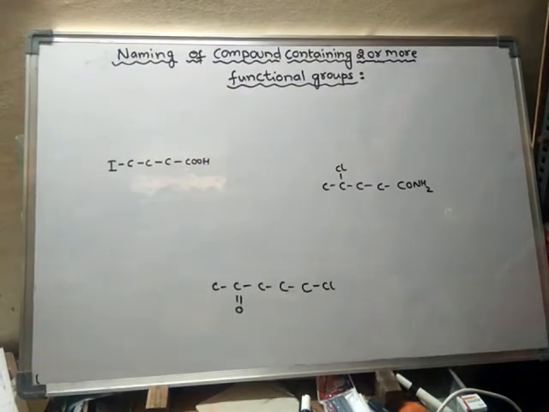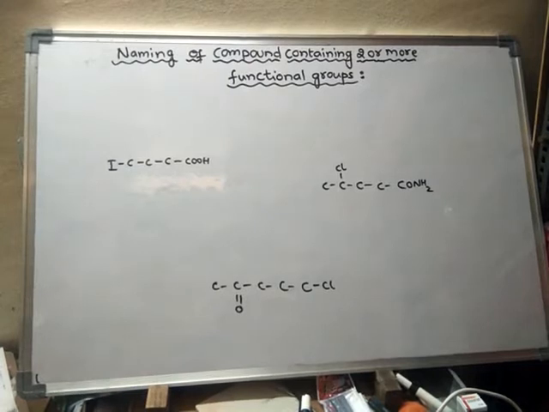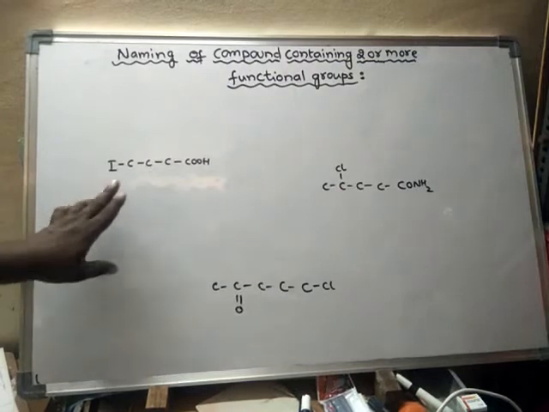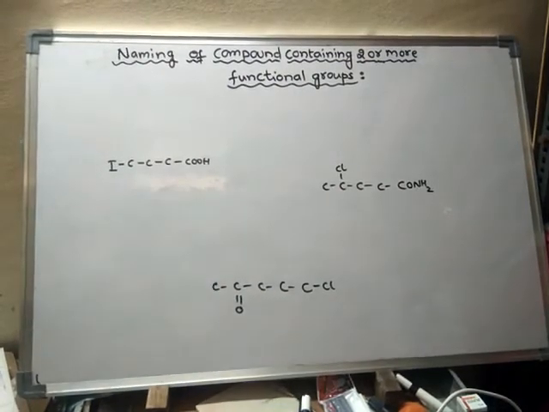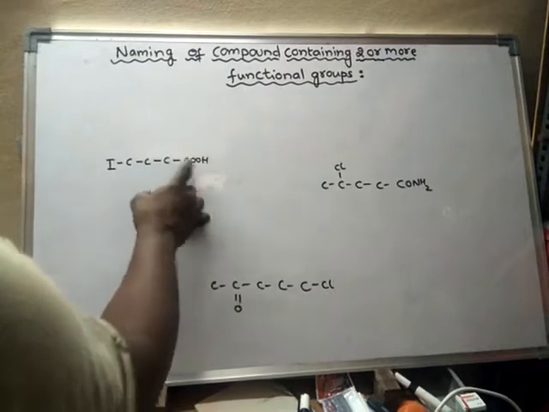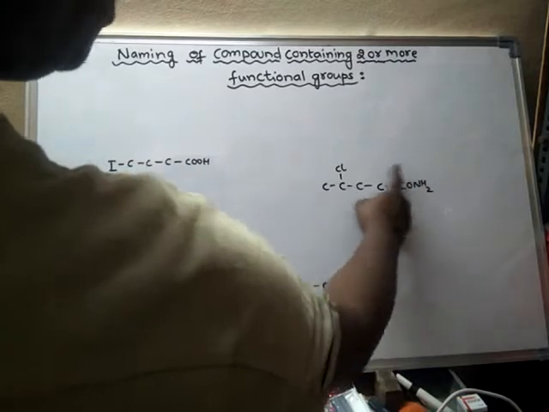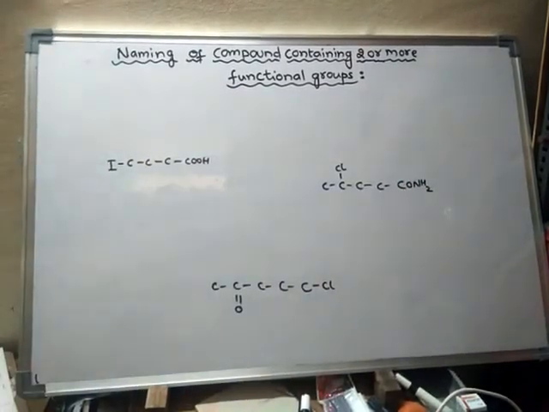In our previous class, we were learning about chain terminating functional groups. We were discussing some examples in the part of chain terminating functional group. So some more two or three examples we will discuss now. Look here. Suppose this is the compound, so this is the chain terminating functional group. Here in this compound also, this is amide. This is the chain terminating functional group.